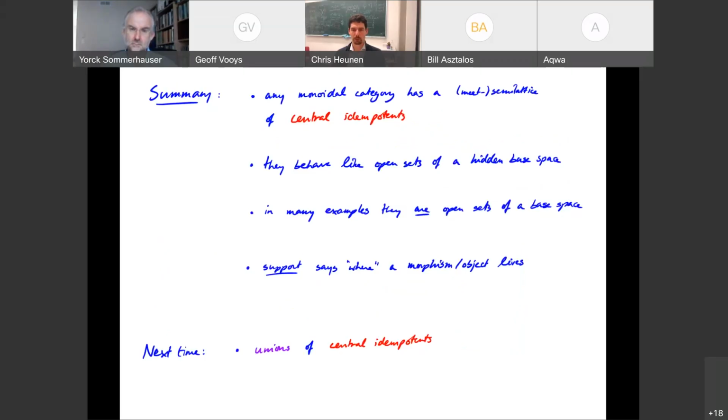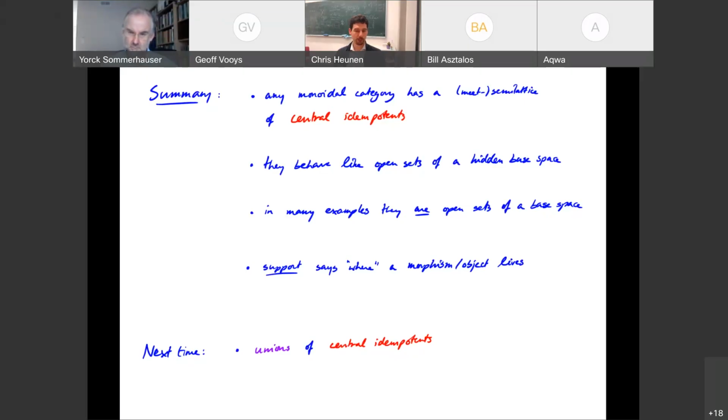For now, let me summarize everything I've said. What have we done today? We looked at a monoidal category. We've given a definition of central idempotents in there. And we've seen that it always forms a meet semilattice. So any monoidal category has some sort of meet semilattice attached to it, something like a space of opens, because these central idempotents behave a bit like open sets of some sort of base space. We've seen many examples, and in lots of these examples, the central idempotents literally are in bijection with the open sets of an actual base space. So you can think about these central idempotents, if you like, as a way to reconstruct the base space when you weren't given the base space, if you just have the category.